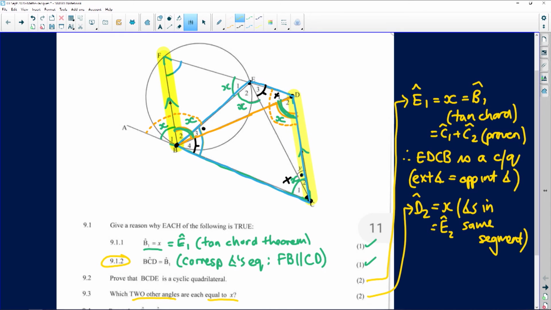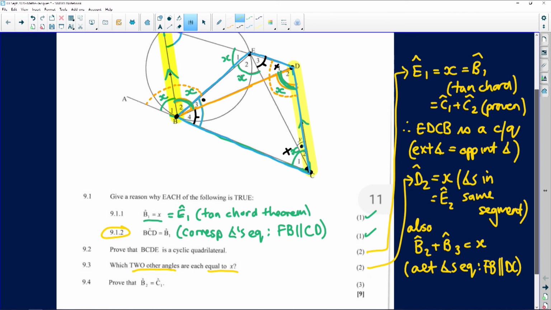And because D2 is x, we can say B2 plus B3 is x. So also B2 plus B3. Where's B2 plus B3? That angle over there is equal to x. And why was that so? It was alternate angles that were equal, and obviously the lines that are parallel again, FB and DC. FB is parallel to DC.